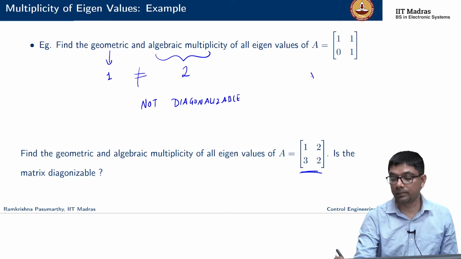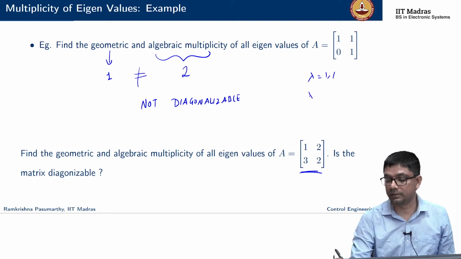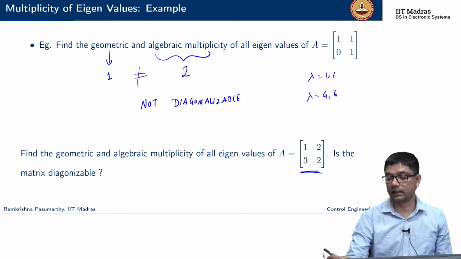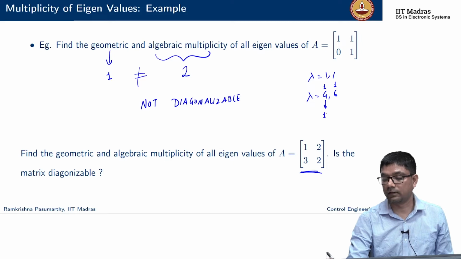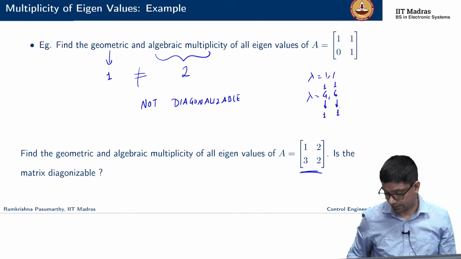Again, the problem comes only because lambda equals 1 occurs 2 times. But if it's a matrix with lambda equal to 4, 6, that is always diagonalizable, because the algebraic multiplicity of 4 is 1, and the algebraic multiplicity of 6 is 1. We will always find one eigenvector associated with each of these, and they will always be linearly independent.